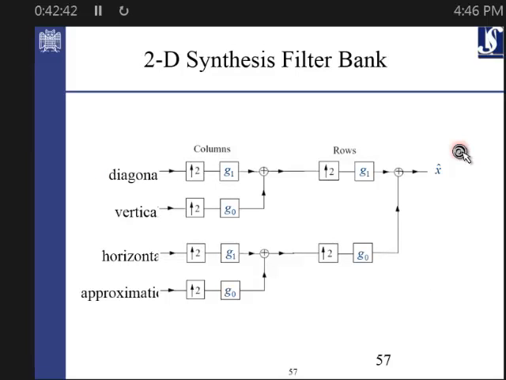For the synthesis part, again, you have to do the same thing back, in reverse order. So you have the diagonal, vertical, horizontal, and approximation. And you use the same idea that we had in the filter bank to reconstruct the signal back into the original state.